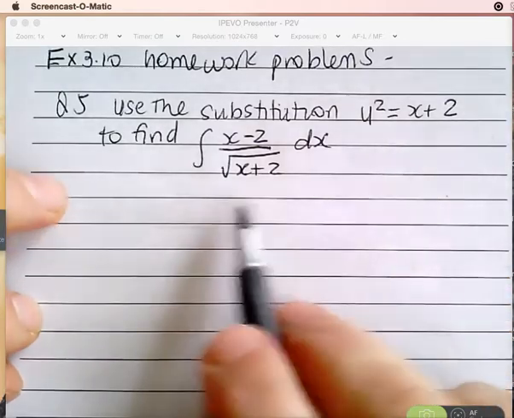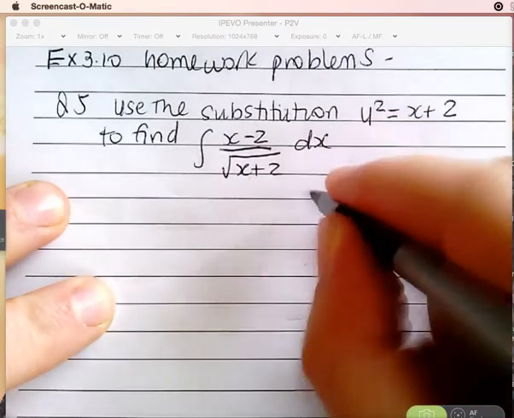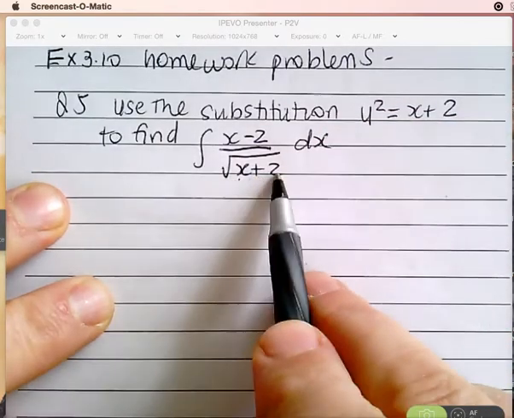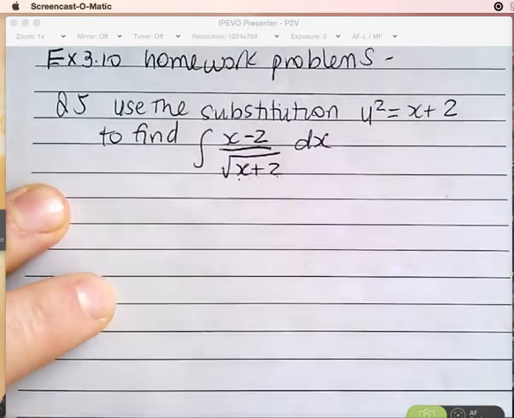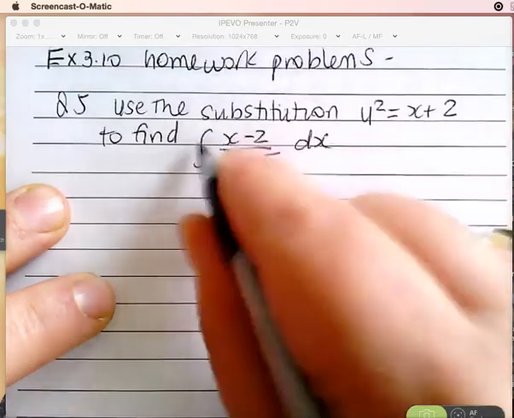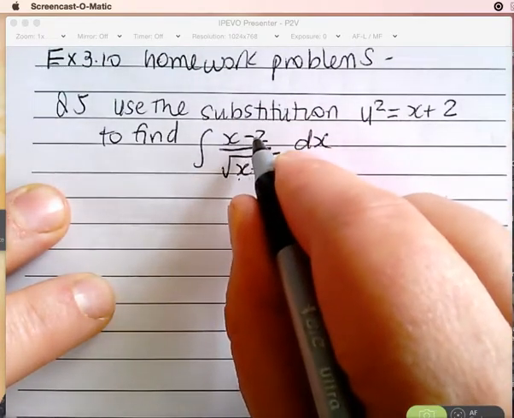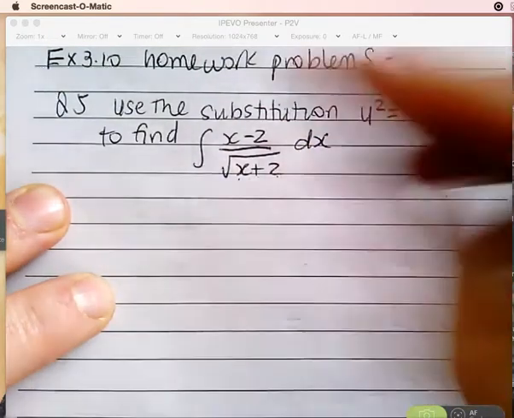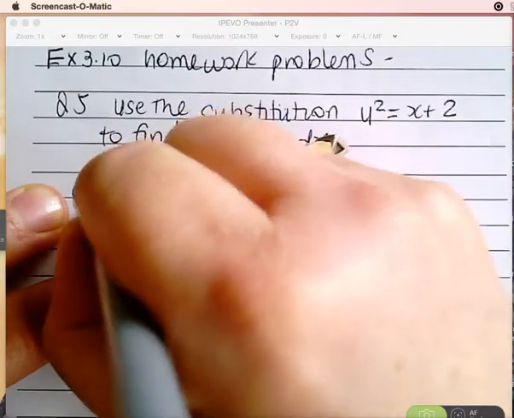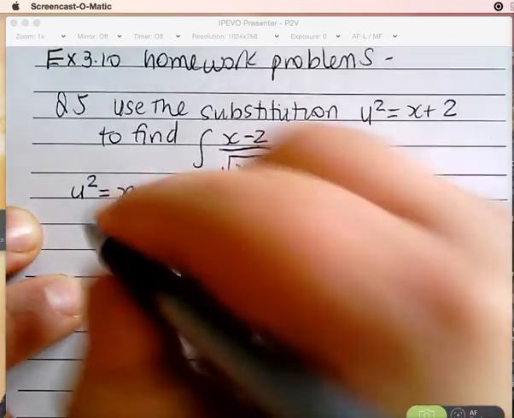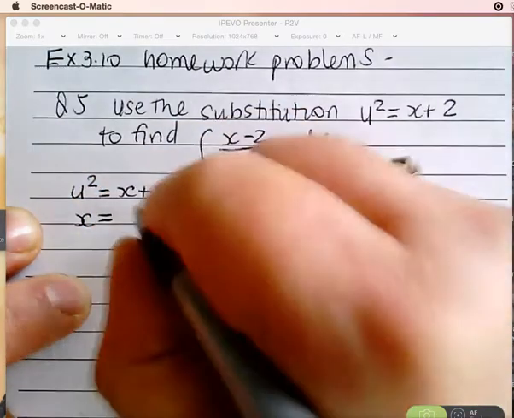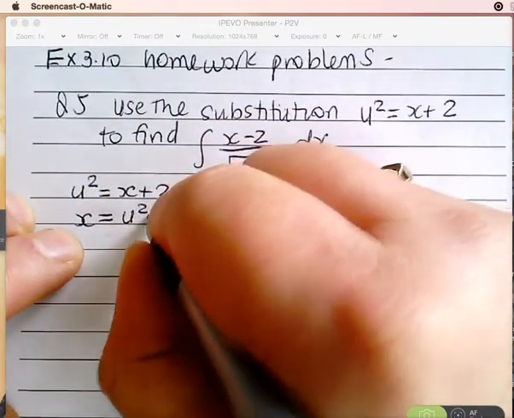Okay, we can see that we can do the substitution for the x plus 2, we've got u squared. Remember, I also need a substitution for x minus 2. Now I'm going to start off with u squared equals x plus 2. Let's make x the subject. x is u squared minus 2.